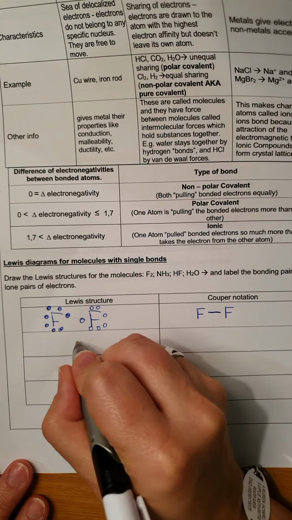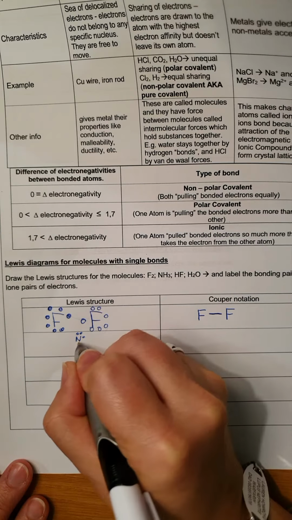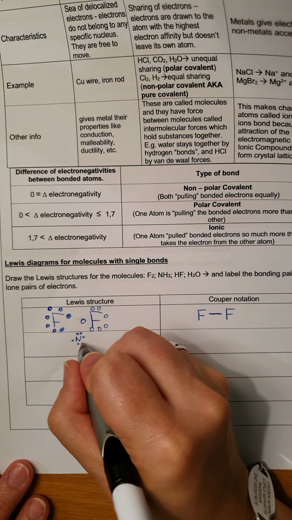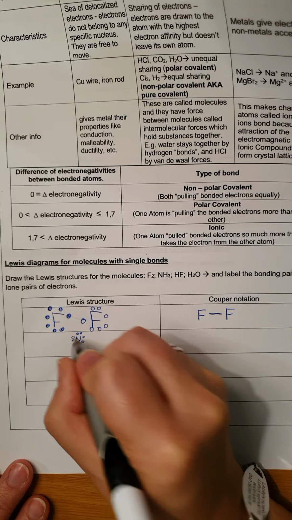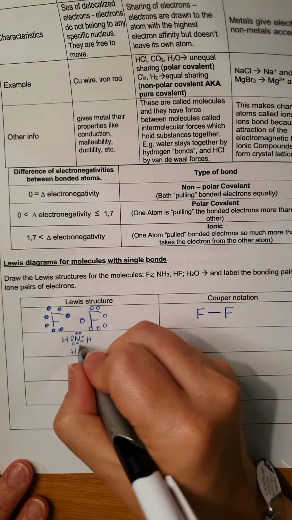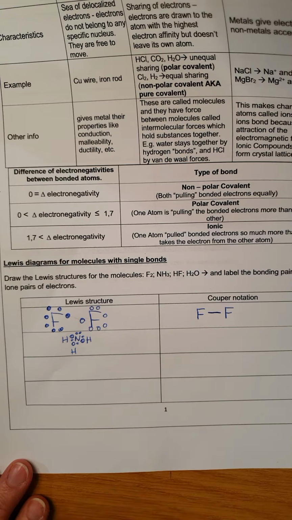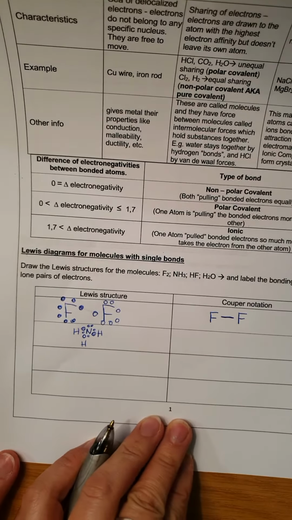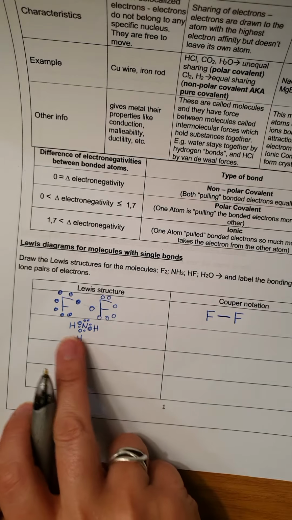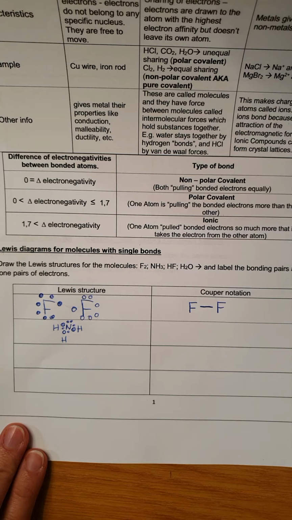So NH3. If we go N, we've got our lone pairs over here. Okay, there is our Lewis structure for nitrogen. And then we've got our hydrogens. Now each hydrogen is sharing one electron with nitrogen. So in other words, they are each singly bonded. We can't say this is a triple bond because there are 3 hydrogen atoms bonded at 3 different places, and each of them has its own single bond. Okay, so there are 3 single bonds here, not a triple bond.